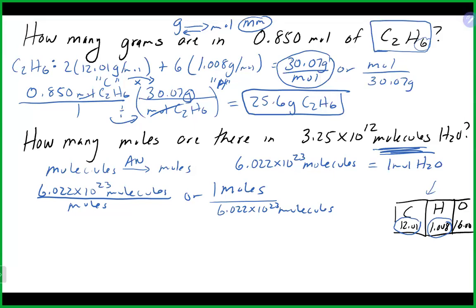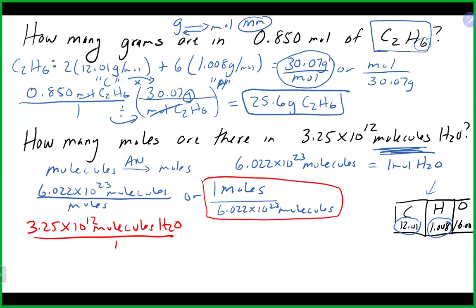So we could set it up. We're going to start with what was given to us, 3.25 times 10 to the 12 molecules of water. Once again, if it helps you, put it over 1. Now, again, it shows you that molecules are up on top. It makes the decision-making hopefully a lot easier for you right there. And we want molecules in the opposite location. So we're going to set up here 6.022 times 10 to the 23 molecules on the bottom and 1 mole of water up on top. Again, dimensional analysis, multiply and then divide.